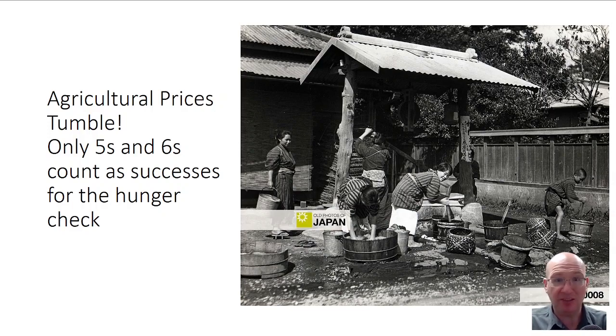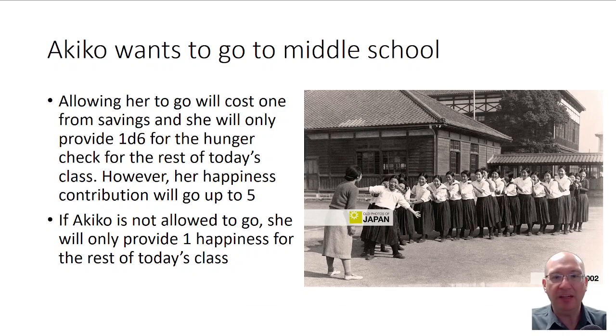I wanted to keep things simple the first couple of rounds. But then after that hard year, we had Akiko, one of your daughters, who wants to go to middle school, and you had to make a choice. Allowing her to go will cost 1 from savings, and she will only provide 1d6 for the hunger check for the rest of today's class. However, her happiness contribution will go up to 5. If Akiko's not allowed to go, she will only provide 1 happiness for the rest of today's class.